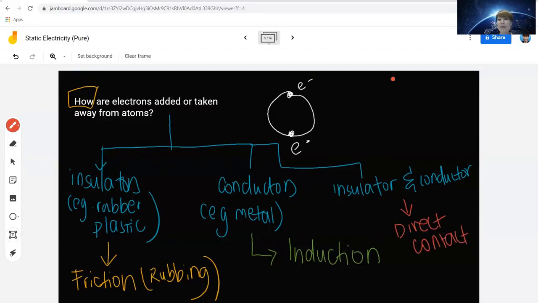So in summary, how do we add or take away electrons so that we form positively charged atoms and negatively charged atoms? There are three methods, and they depend on the material that we're talking about.